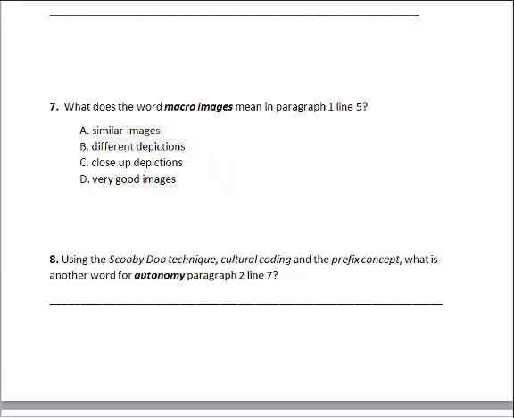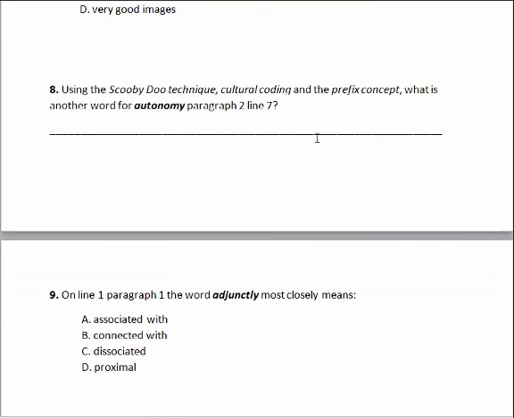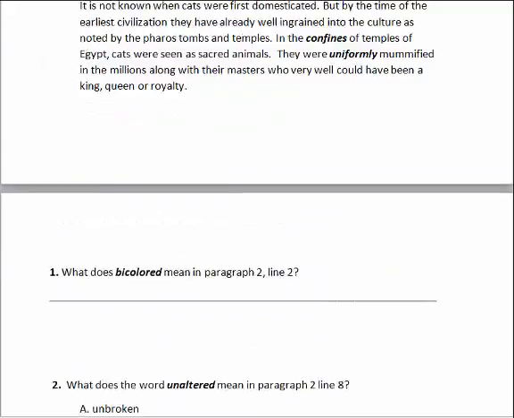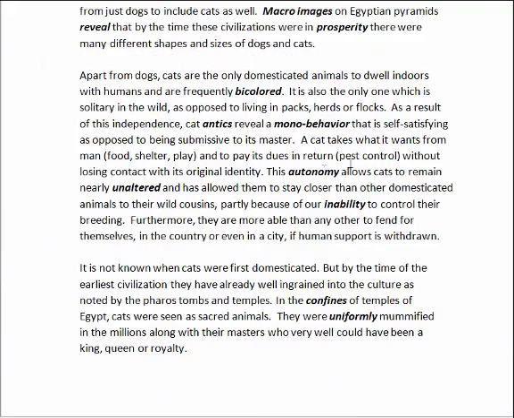Let's take a look at 8. Problem number 8, we're going to use the good stinky rule along with a little bit of Scooby-Doo, cultural coding, and let's do some prefix as well. The word here is autonomy. We see the prefix here is auto. Auto, you already know, automobile means go by itself. Automobile. Paragraph 2, line 7. Let's go ahead and take a look at that. Paragraph 2, line 7. And here it is.